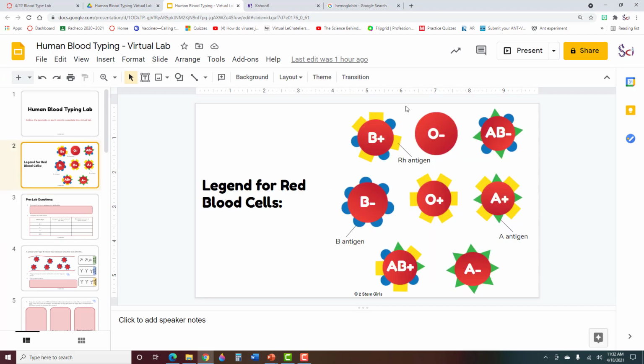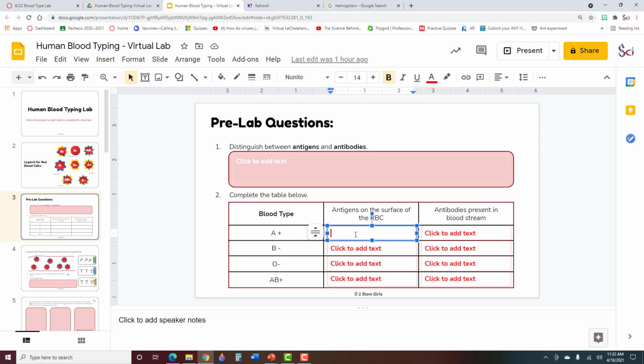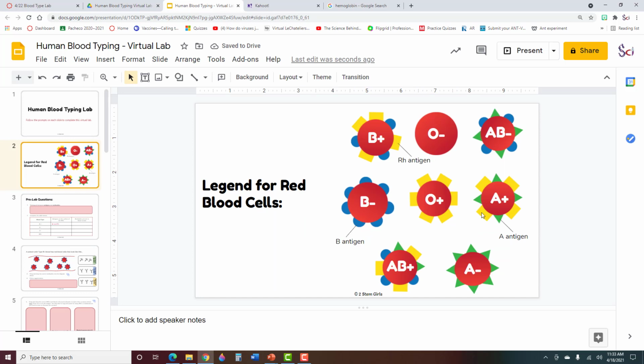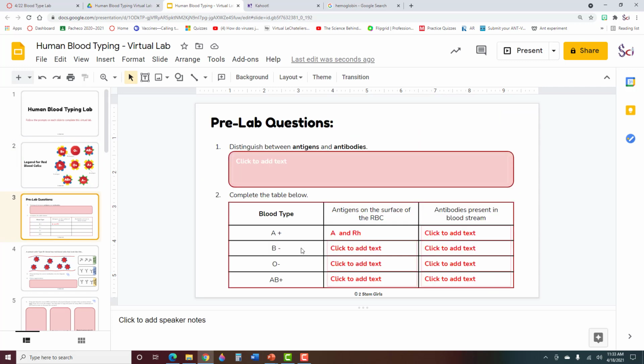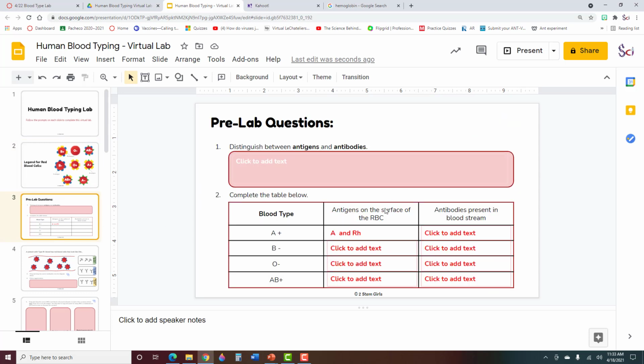So remember, antigens are on the surface. Antibodies are floating in your blood, and they're little tags. So what are the antigens on the surface of the red blood cell? For A positive, you would have the A antigen, and you would also have the Rh antigen. So here, A positive, you have the A antigen, and you also have this yellow one, which is the Rh. So you're going to look here at B minus, and then go back to the slide. What do we have on the B? All we have is B. There's no yellow for the Rh, and you write what you have.